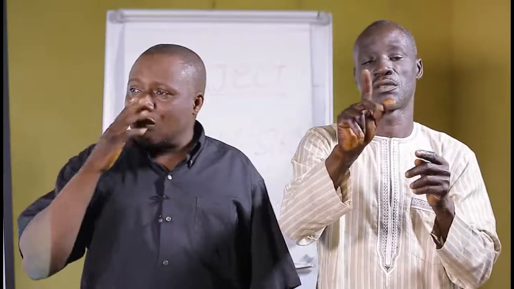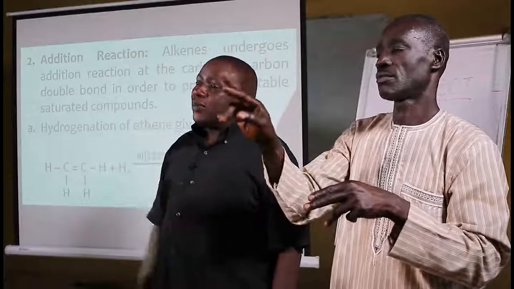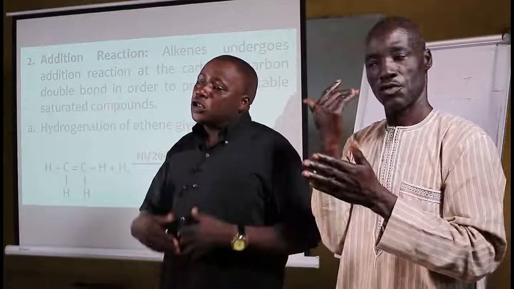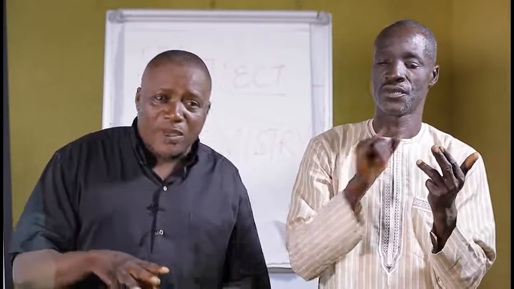Now let us also see another chemical reaction. You will recall in our previous lesson, when we were talking about alkanes, we said they undergo what we call substitution reaction. Alkenes, their case is different. They undergo what we call addition reaction. Now, how is this addition reaction? It's just like you're adding another compound into it.